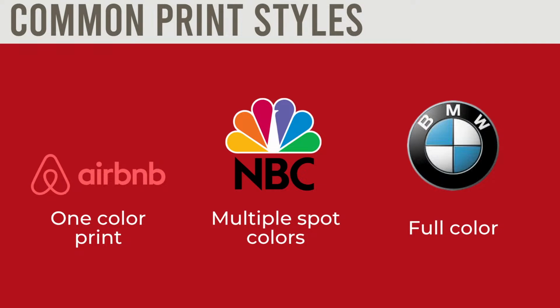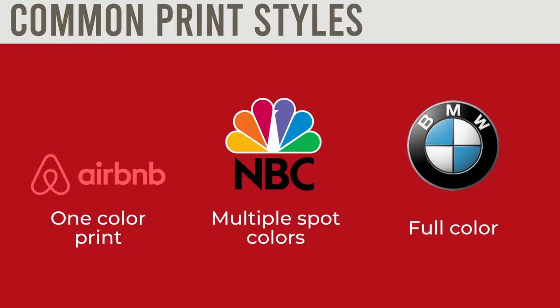I've got 3 logos here. One is a one color imprint, one is a multiple spot color imprint, and one is a full color imprint. So you see the Airbnb, it's just that sort of reddish pink logo. You've got the NBC logo. It's got yellow, orange, purple, blue, another blue, green, black, plus white. You've got 8 colors in there. So it is technically spot colors. They're separated. They could be easy to print, but you can also just as easily print them all together as a full color imprint.